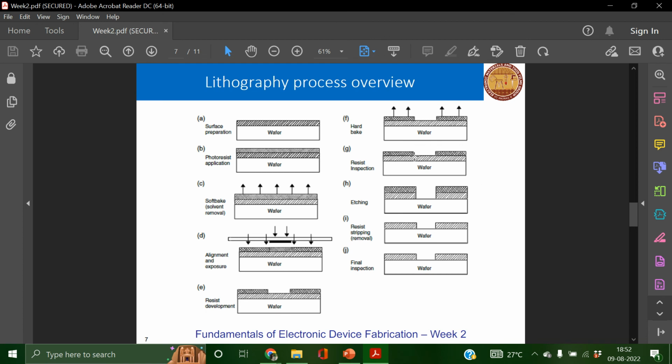And finally, we will be inspecting. So here it is actually reversible. Up till this process, it is reversible, right? Our wafer is still in good condition.